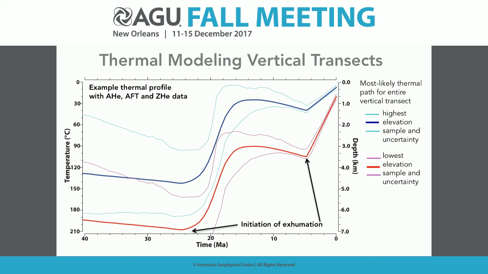So with a graph like this, you can identify your timing for when rates of change are happening, and then you can also convert your temperatures to relative depths. And that's essentially just using a generalized geothermal gradient. And so from there you can make estimates about how much rock you're exhuming and how fast it's happening.